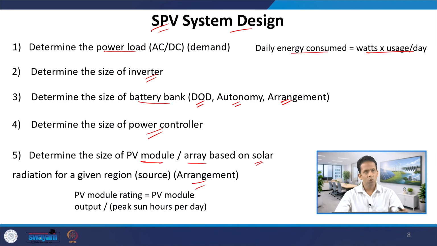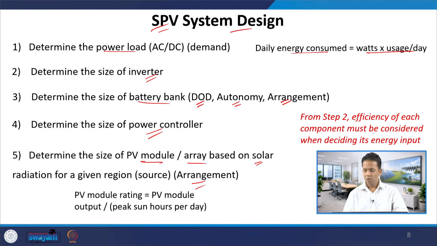From step 2 to step 5, the efficiency of each component must be considered when we determine the energy input to that particular component. For PV module rating, if we know the PV module output, that is the peak power output, and peak sun hours per day, we can find the PV module rating.